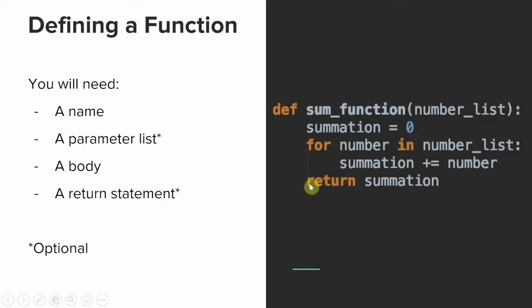So now the return statement is also optional, and it's pretty much like saying, hey, if you want the function to give you back the answer of what it did, include the return statement, and what answer do you want to return? That's what you would have after the keyword return.